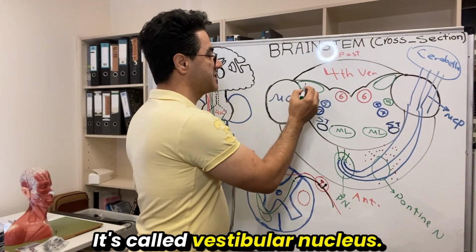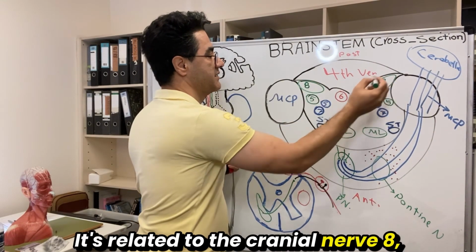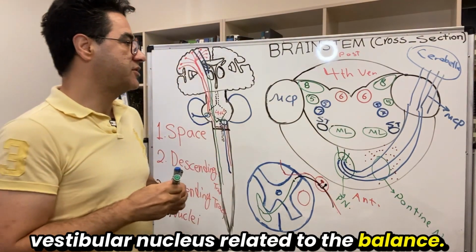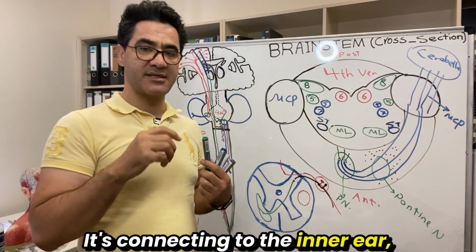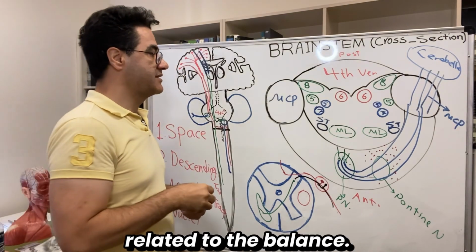The most lateral here we have another nucleus. It's called vestibular nucleus. It's related to the cranial nerve 8. Vestibular nucleus is related to balance. It's connecting to the inner ear, related to balance.